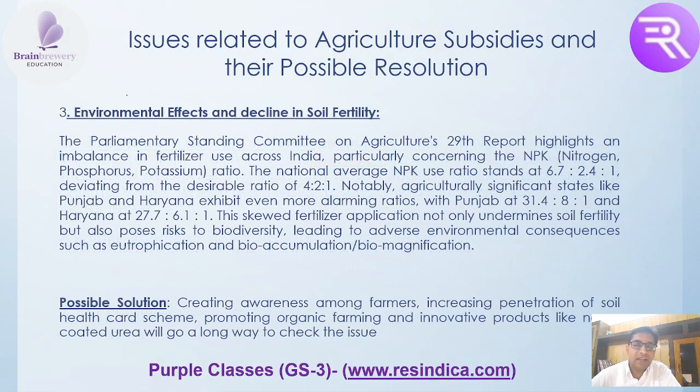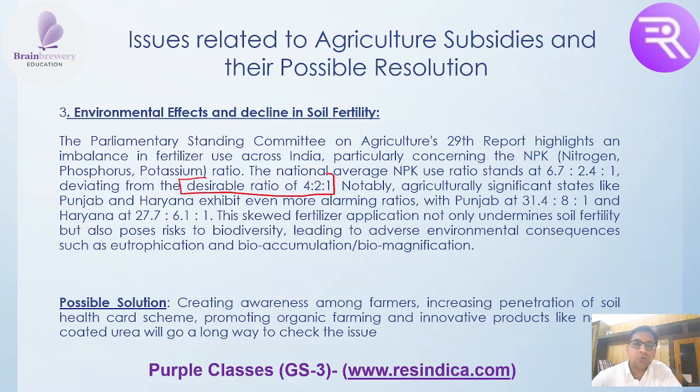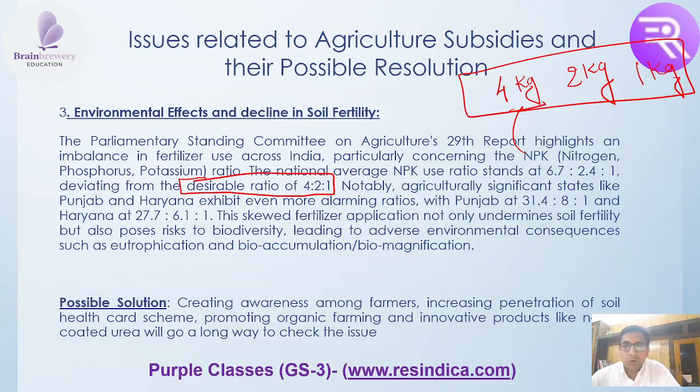Then the third one is environmental effect, because as per the parliamentary standing committee's 29th report on agriculture, there was a highly imbalanced use of NPK. NPK means nitrogen, phosphorus and potassium. These are the three important nutrients which are required for soil for optimum growth of the crop. The desirable optimum NPK ratio is 4:2:1. So if nitrogen is 4 kg, then phosphorus has to be 2 kg and potassium 1 kg. That is the ratio that has to be put on the field.